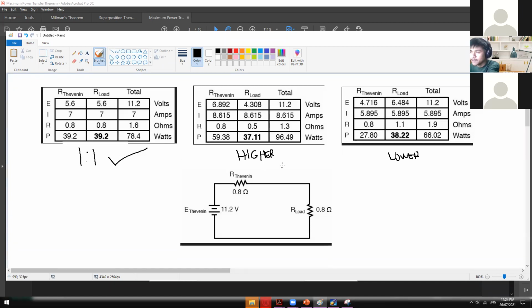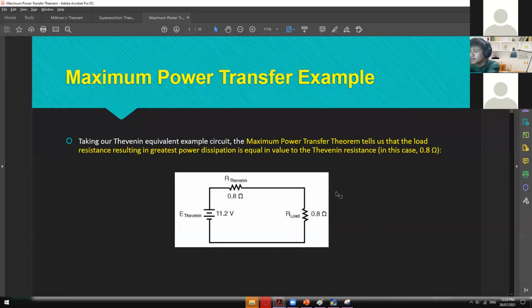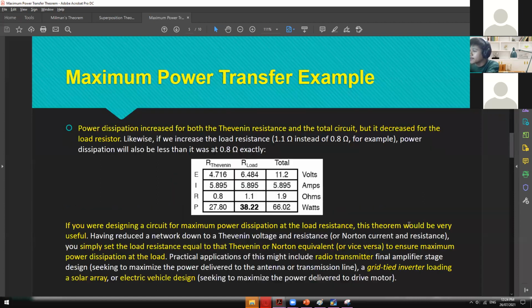Okay, so this is the correct one, and then the other two is wrong. Okay, when it comes to maximizing the power transfer. Anyway, so if you were designing a circuit for maximum power dissipation at the load resistance, this theorem would be very useful. Okay, very, very useful.